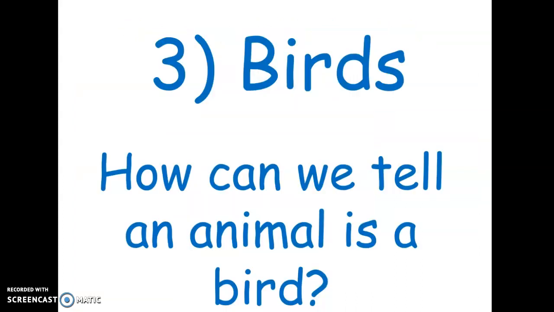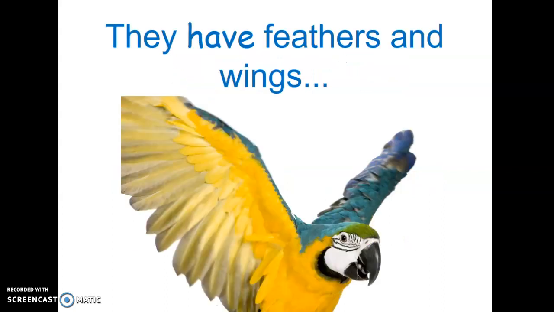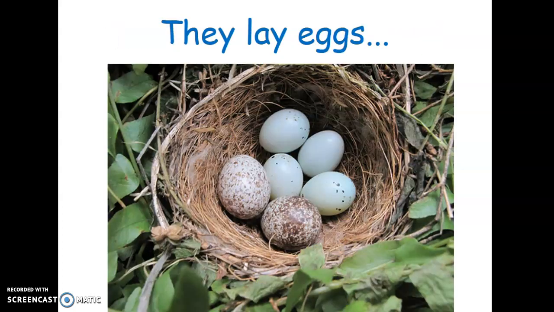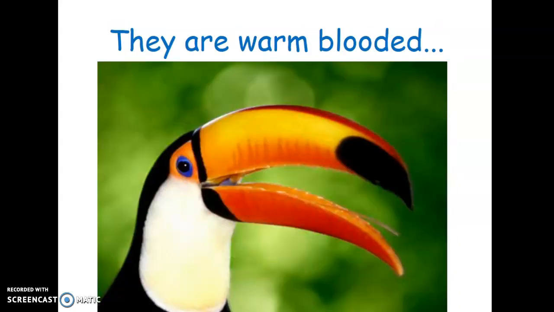The next one is birds. How do you think we can tell if an animal is a bird? They have feathers and wings. They lay eggs as well. They are warm-blooded.